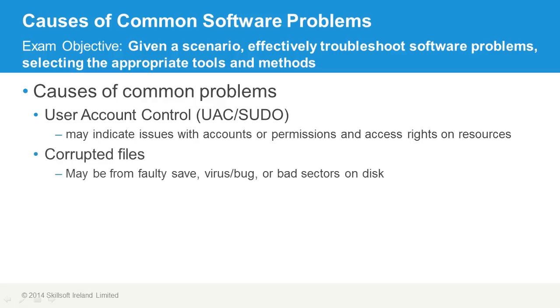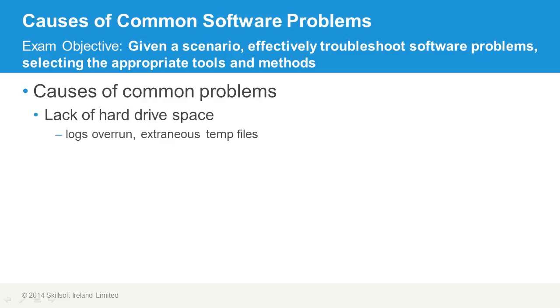Corrupted files, of course, can always appear, and they could be the result of a faulty save, a virus or a bug in the application, or of course a bad sector on the disk. So the application is simply trying to find the files it requires to load, and they're corrupted by some means. Then obviously the application is going to encounter problems.